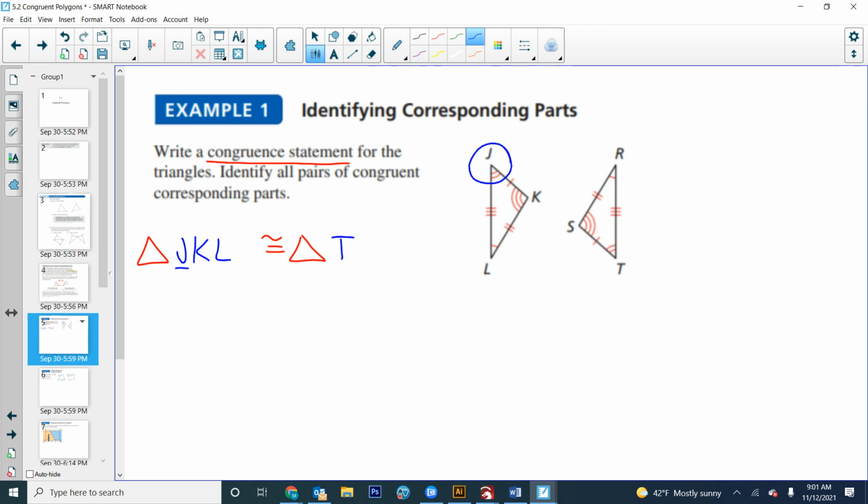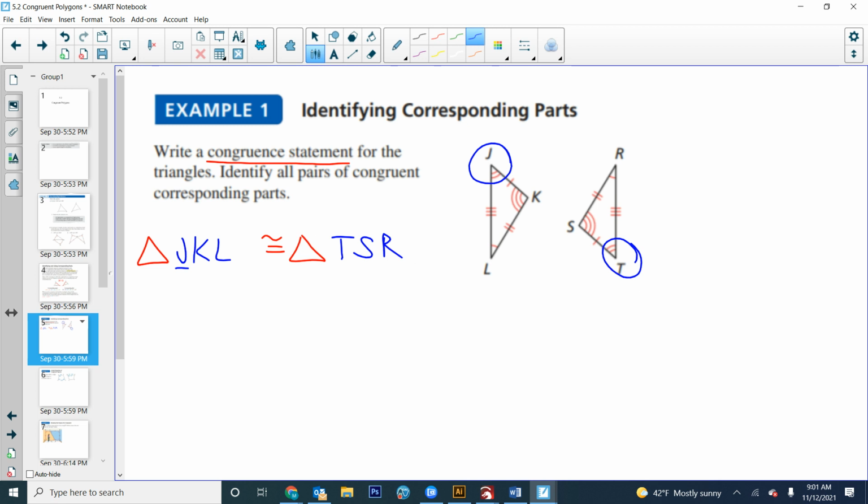Y, double arc mark, double arc mark. Then Emma went to K. Well, K has a triple arc mark. So Caden, which one over here do we say next? S, and then obviously R has to go last. That is the correct congruence statement.